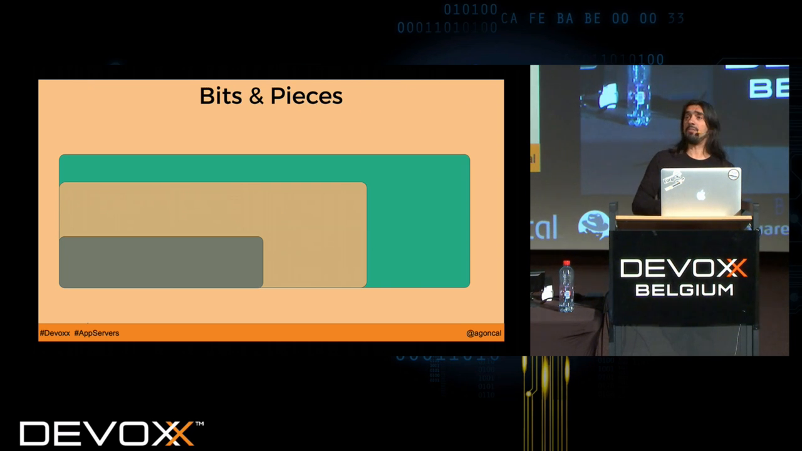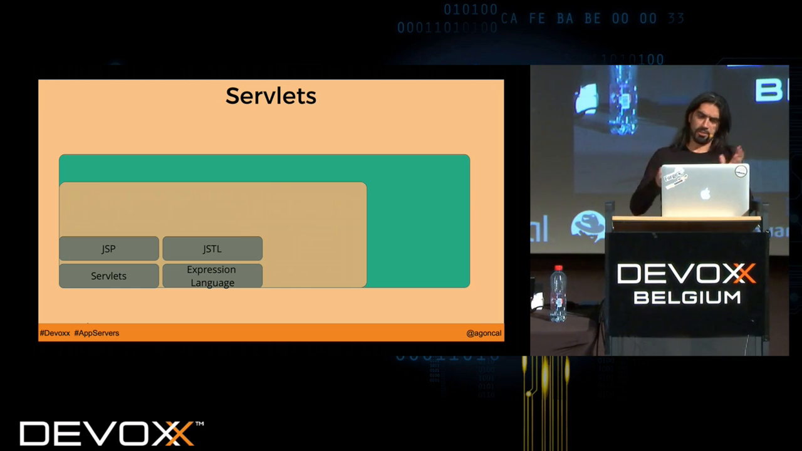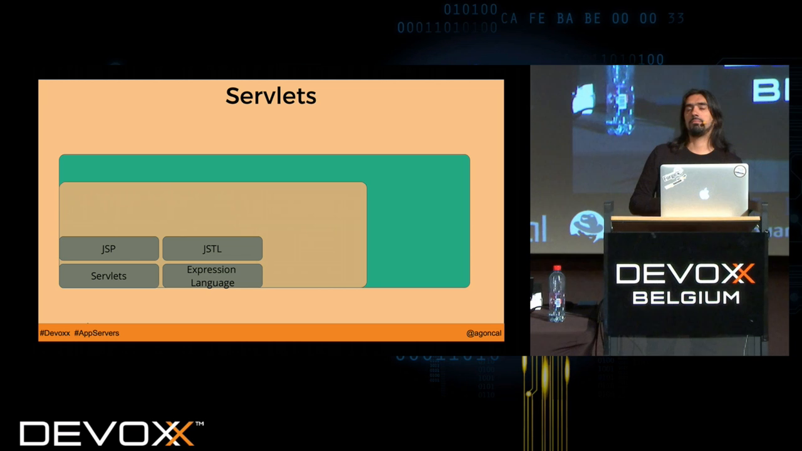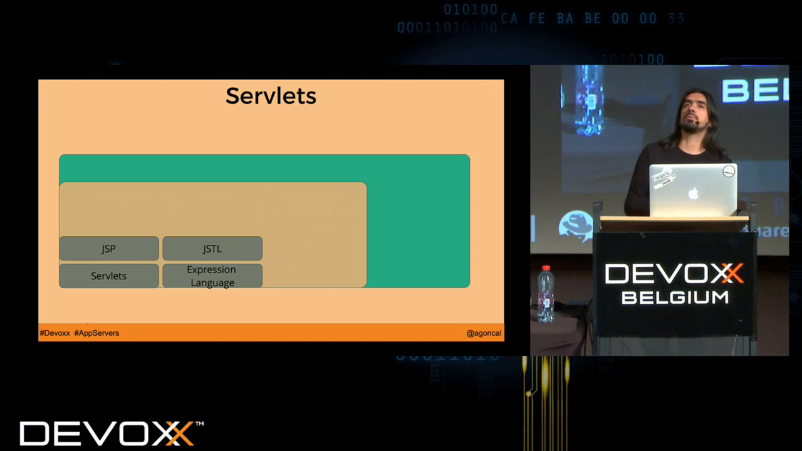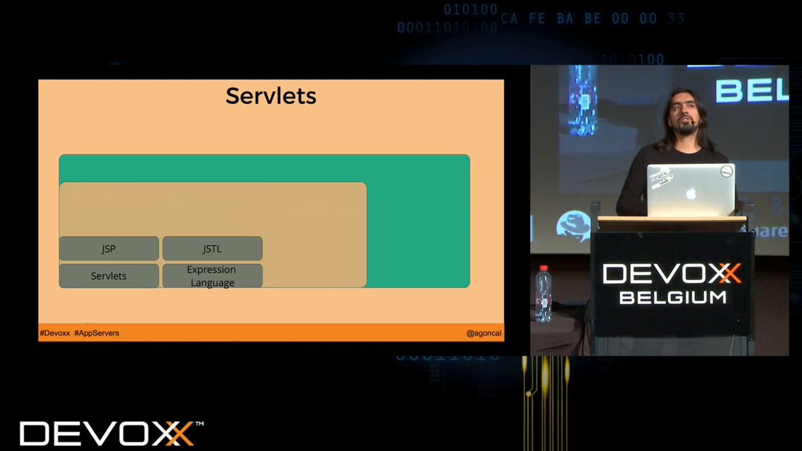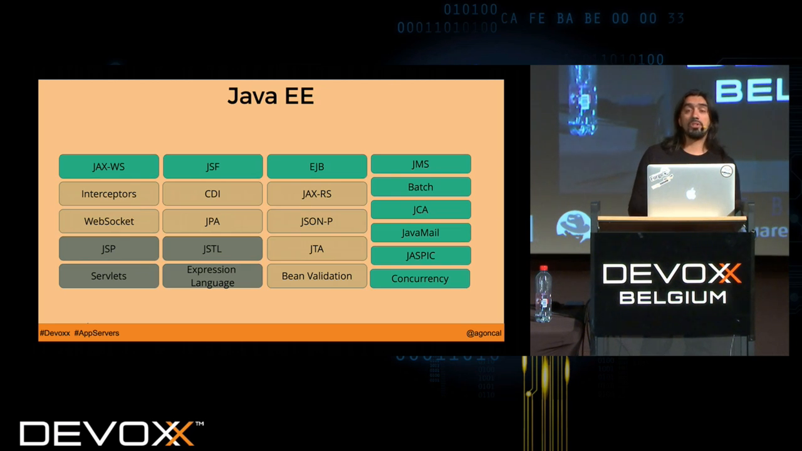Because the genesis of Java EE is bits and pieces. So the servlet containers, they mostly implement the servlet specification, plus expression language, and JSP, and so on. These specifications have their own life. They're released differently. The expert groups are different. So these four pieces actually do not bundle. You know, it's not a monolith. It's four specifications with different implementations. Same thing for the web profile. That's where we find CDI, JPA, JTA. And Java EE is that.